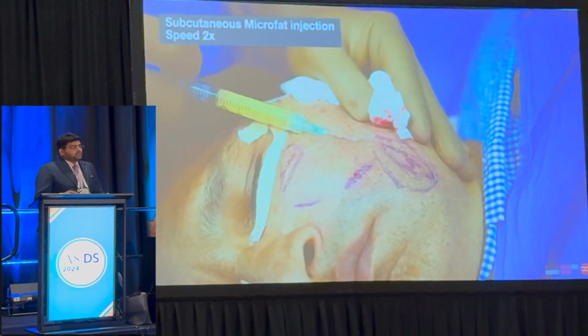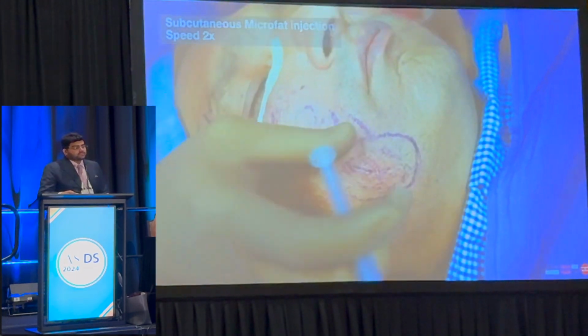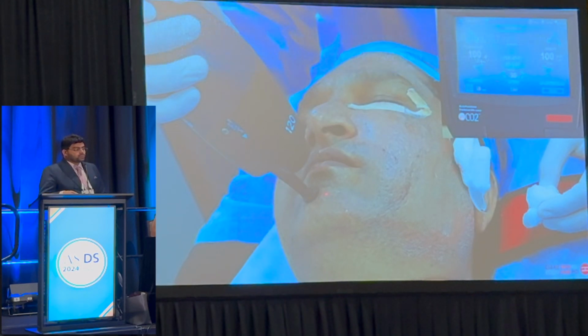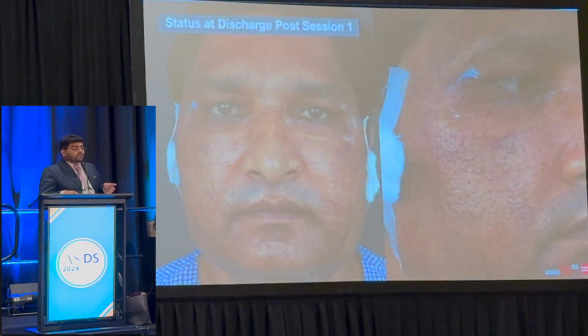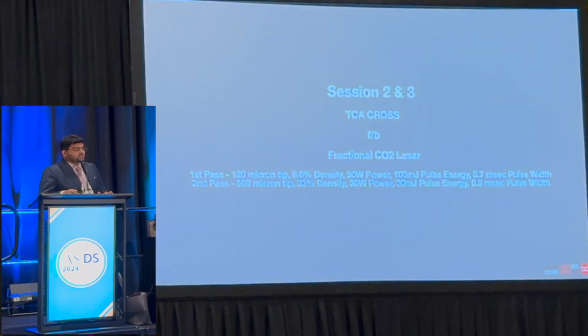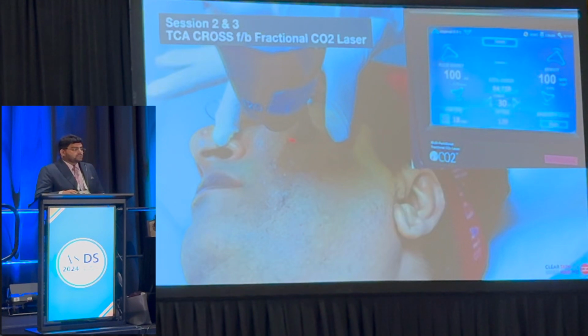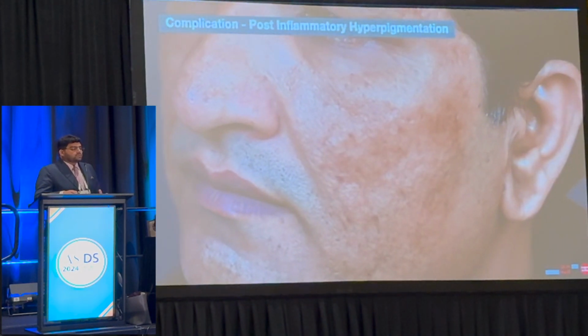Once that is done, nanofat is also used, and I'm going to show that in the next slides. When the microfat is filled, I'm doing a 2-pass fractional CO2 here, and I'll show the parameters later, and then injecting the nanofat in the remaining dermis. This is how the patient looks post-discharge. Sessions 2 and 3 were a TCA cross after about 3 months, then a TCA cross with fractional CO2, and the last session was a touch-up session for microfat grafting, again after about 3 months.